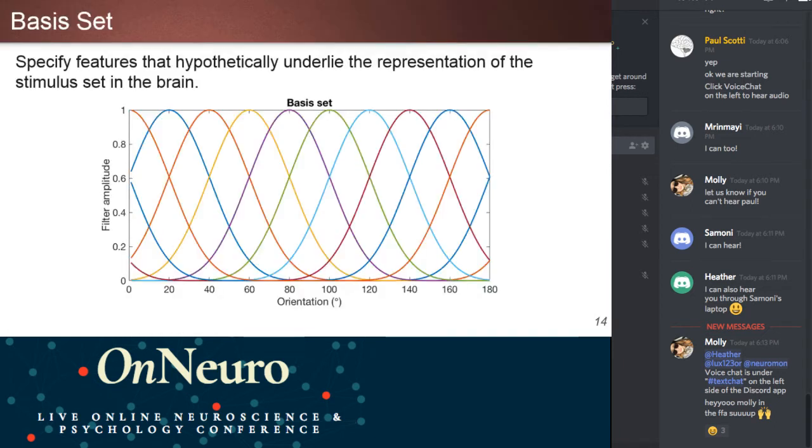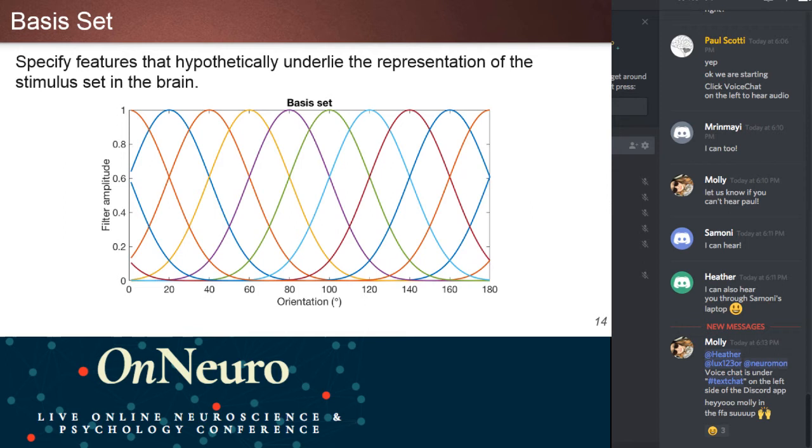So the first step in building an encoding model is to specify your hypothesized underlying representational content of the region of interest. In this case, they created a basis set consisting of different orientations. I also need to point out that all of the gabors could only be presented in one of 9 orientations: 20, 40, 60, 80, 100, 120, 140, 160, 180.